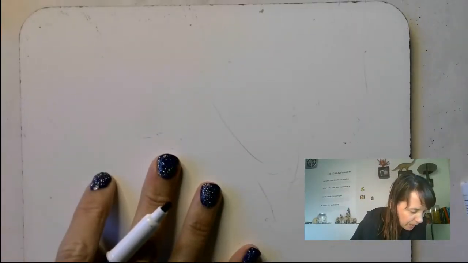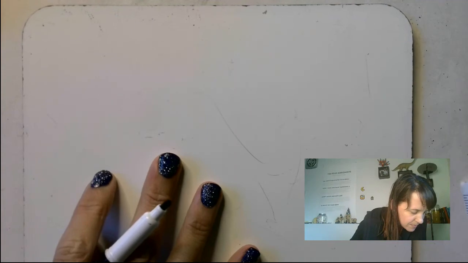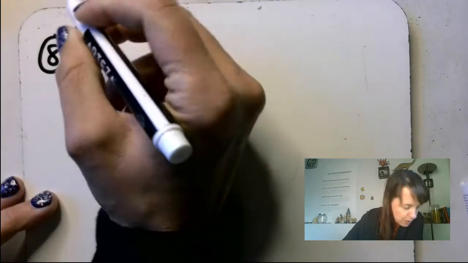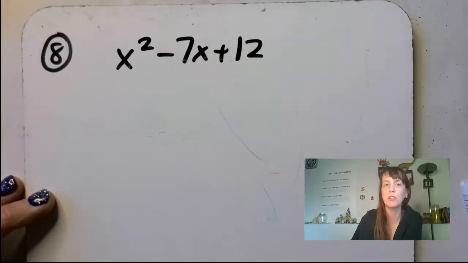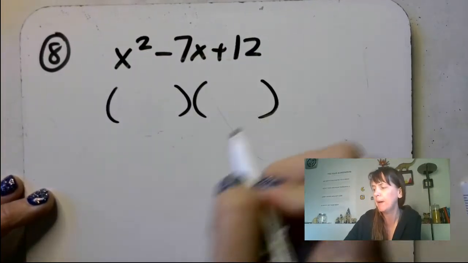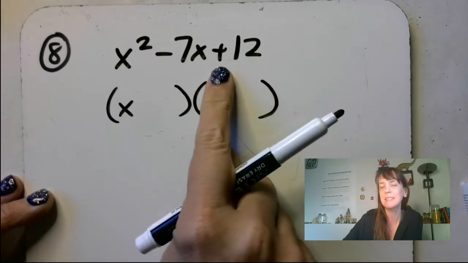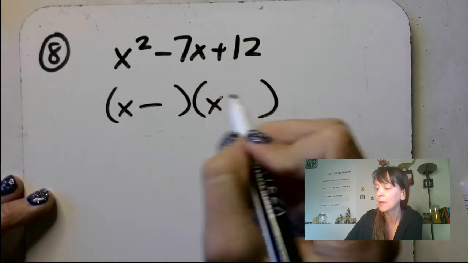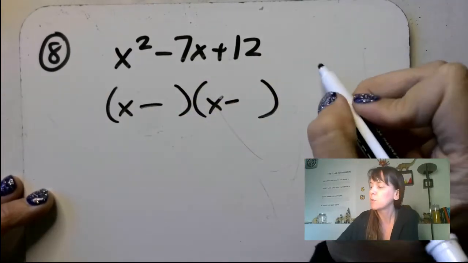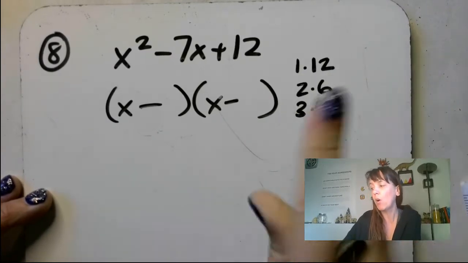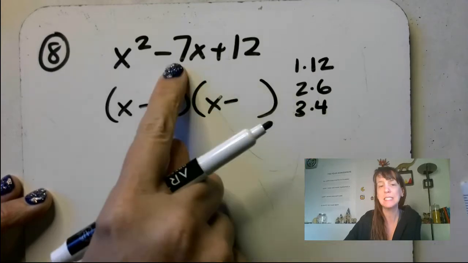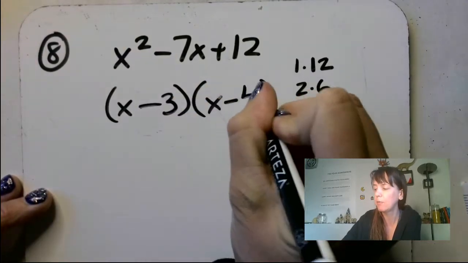Let's do number 8, because I like 12. Factors of 12 are my favorite. X squared minus 7x plus 12. First step, bubbles. Bam, bam, bam, bam. X. This says same signs, and this says negative, negative. This tells us factors of 12: 1 times 12, 2 times 6, 3 times 4. I need a negative, negative that gives me 7. We're going to do 3 and 4.